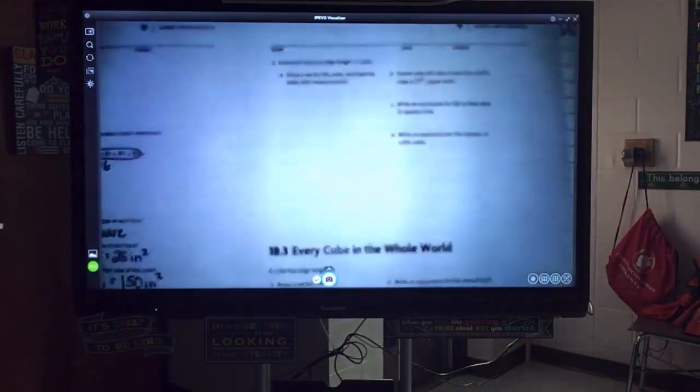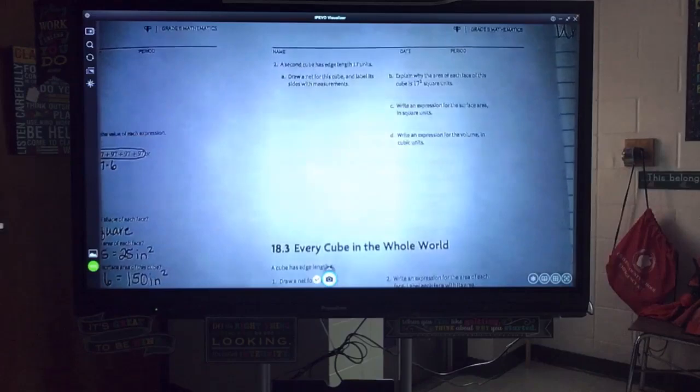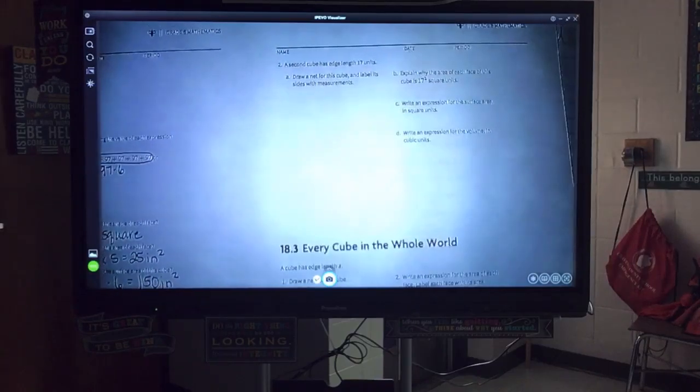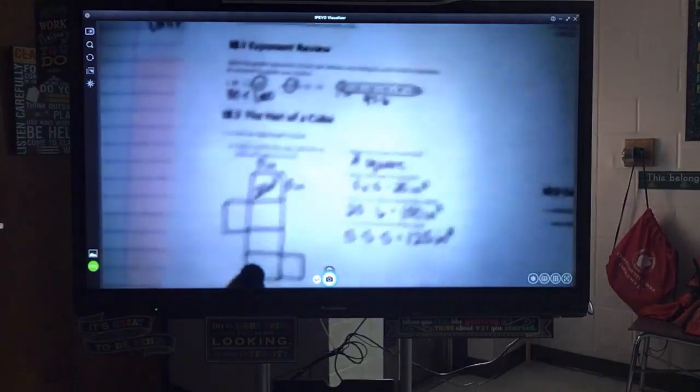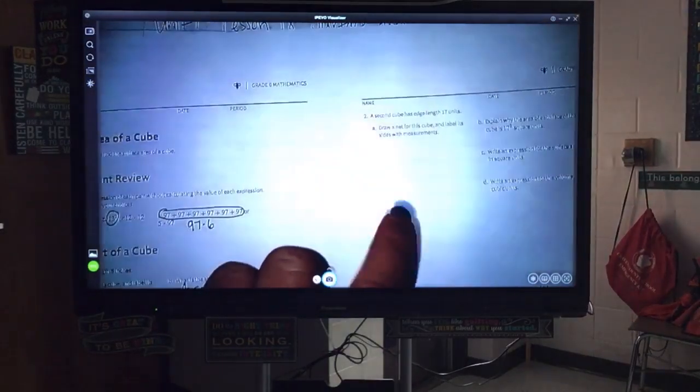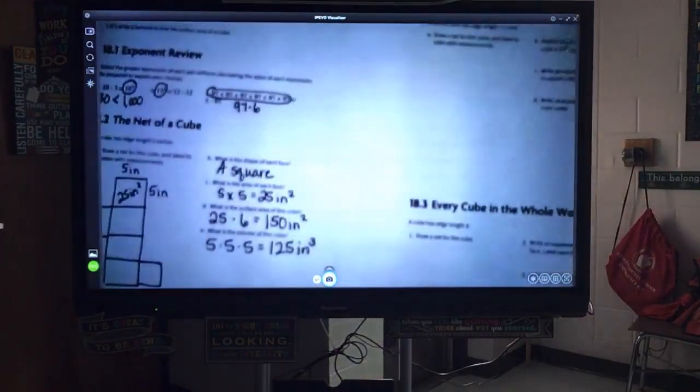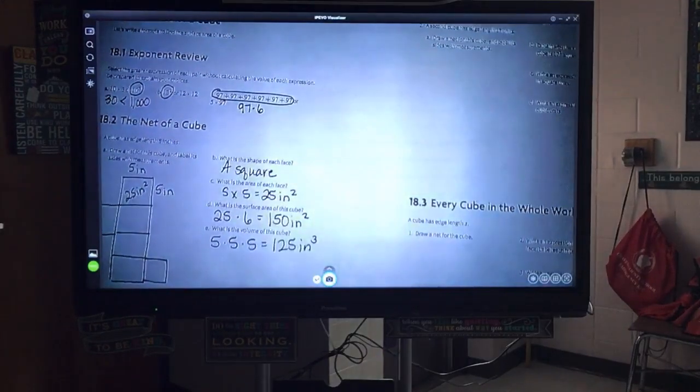Now, before you get started, everyone put your pencil down. You cannot use the same net. You have to draw a different net for this cube and a different net for this cube. Like I said, there are an abundance of different ways to draw the net of a cube. There are so many different ways.